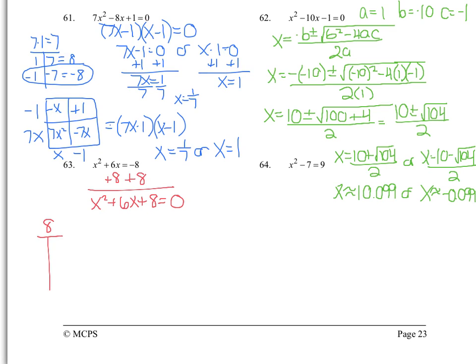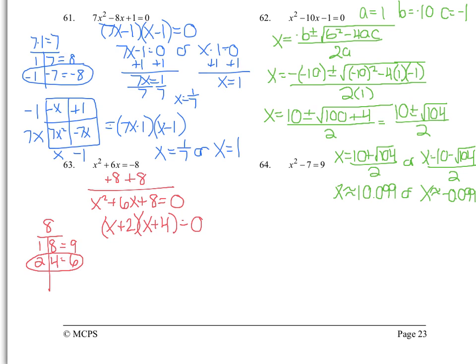I can factor this, so I'm looking for what multiplies to 8 but adds to 6. So 1 and 8, 2 and 4. I can see 1 plus 8 is 9, 2 plus 4 is 6, so these are going to be my factors. x plus 2 times x plus 4, and that's going to equal 0.